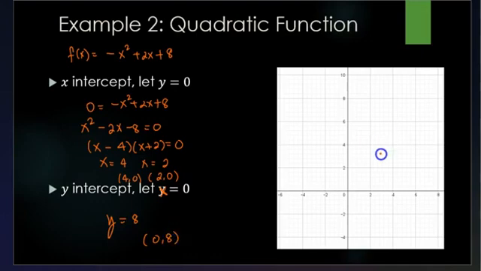So let's plot the points. We have (1, 9) for our vertex. Then we have (4, 0) and (-2, 0), and then the other one is (0, 8). Since we know that it's a parabola that opens downwards, we just connect these points. Then we have a parabola that opens downwards, with its x and y intercepts.